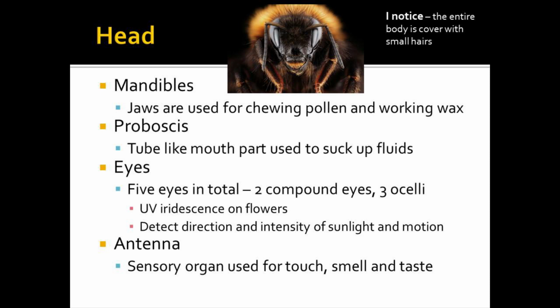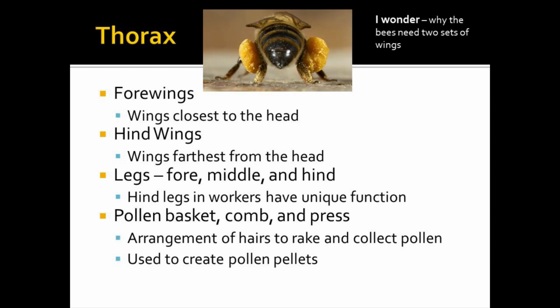The antenna is the last thing I would draw on this honeybee's head. It's a sensory organ used for touch, smell, and taste. I noticed the entire body is covered with small hairs. Then I would draw the thorax. The thorax holds both sets of wings and all sets of legs.